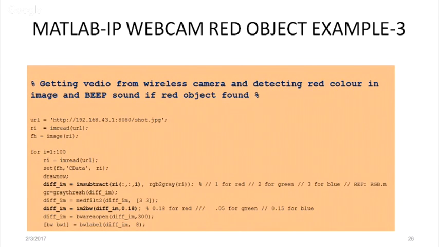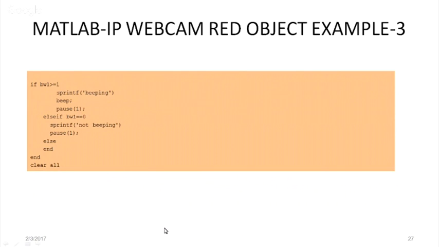It is very easy. After that, if you have easily detected the red color, we will use the sprintf command to print the value on your MATLAB screen. After that, a beep sound will be there, and you will see that a beep is coming if there is a red object in your image. Else it will show not beeping. That means a red object is not in your video.